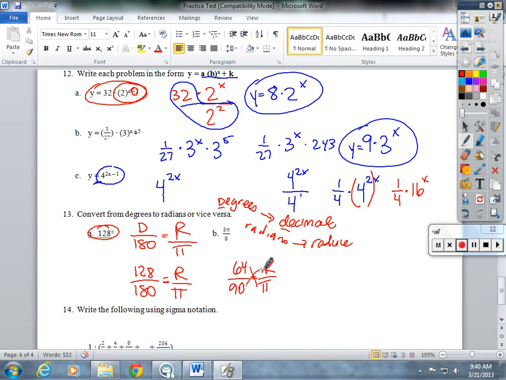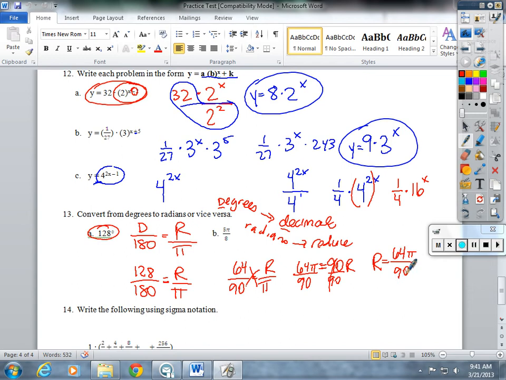Let me cross multiply. So we end up with 64 pi equals 90r. Do not multiply 64 times pi in your calculator. We don't want a decimal there. Okay? Then we divide by 90. They cancel out. So radians equals 64 pi over 90.